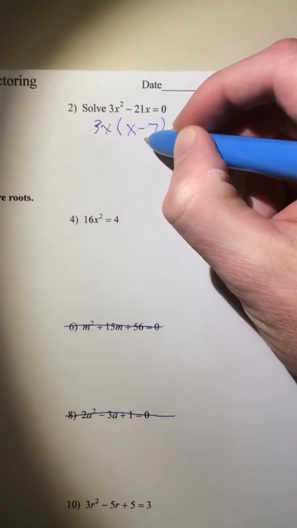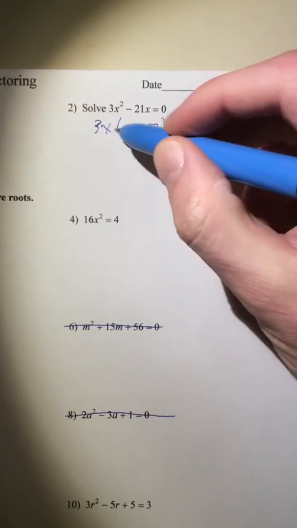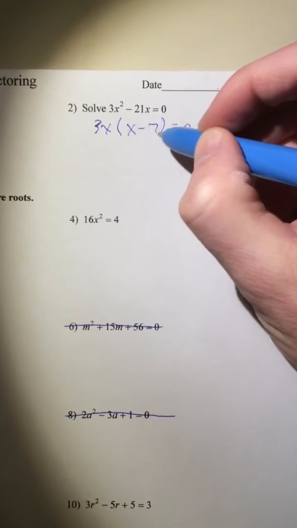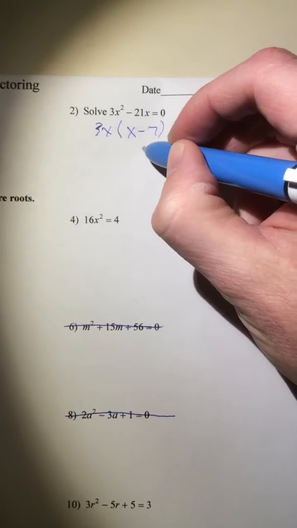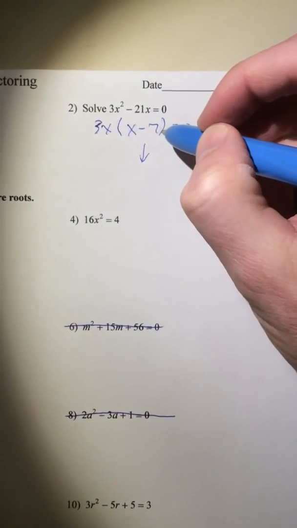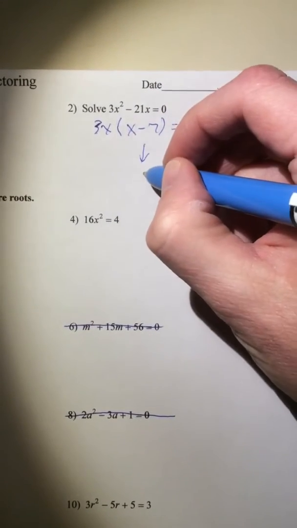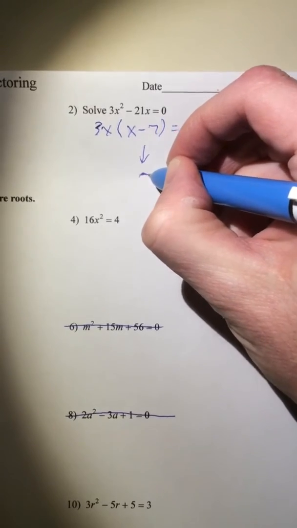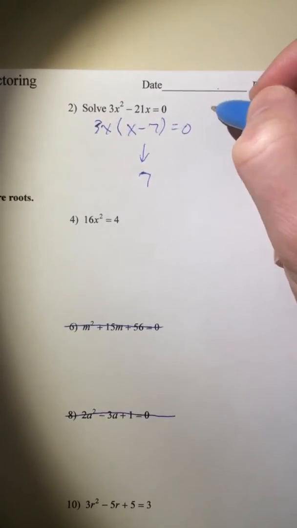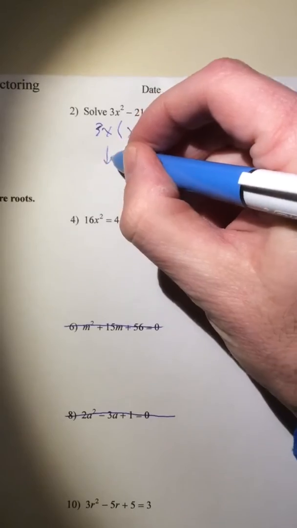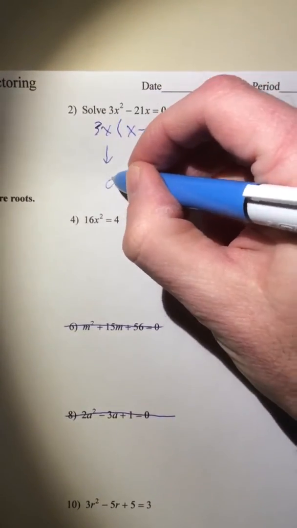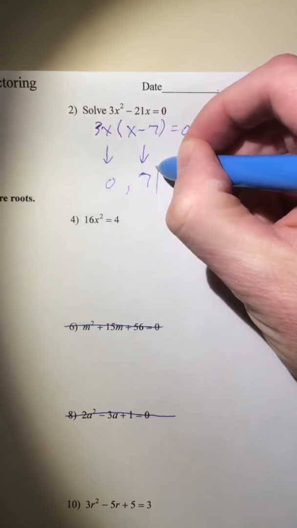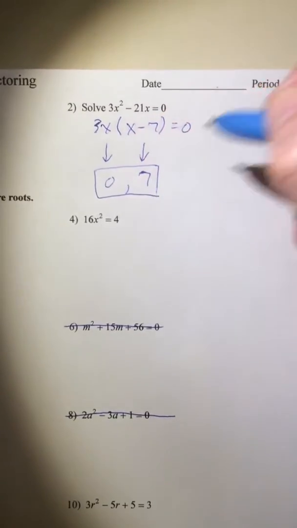And then what we're always trying to do is make each of these factors equal to 0. It's pretty easy to see that what's going to make this piece 0 is 7. The easy way to think about this is I'm just going to flip the sign here, because positive 7 minus 7 is 0. Then we ask the same question: 3 times what makes 0? And obviously that what is 0. And so our two solutions are 0 and 7.